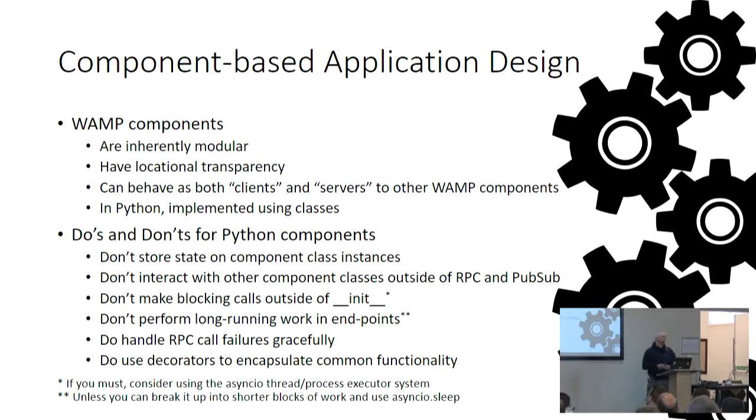If you do have to do it, use asyncio.sleep if possible. You can also use the progressive call results system, which Crossbar provides. It's a feature of WAMP RPC, and the most obvious use for it, which is easy to understand, is a progress meter. You can have an RPC function which is called, and then it progressively sends back progress on the work it's doing to the caller. As I said, that's a useful system to also chunk your work up and break it out.